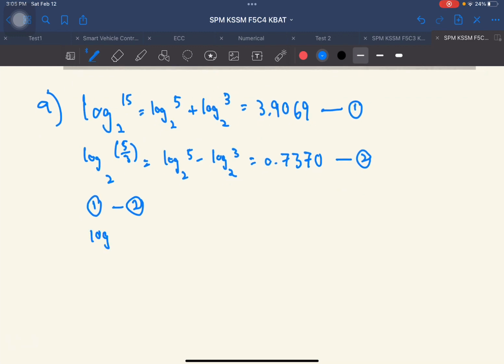log 2 5 plus log 3 base 2 minus this whole thing.